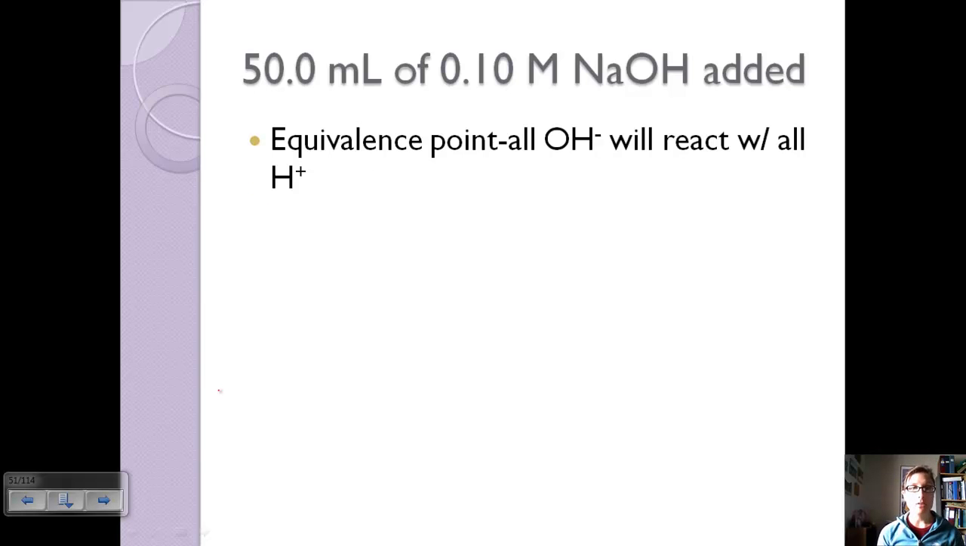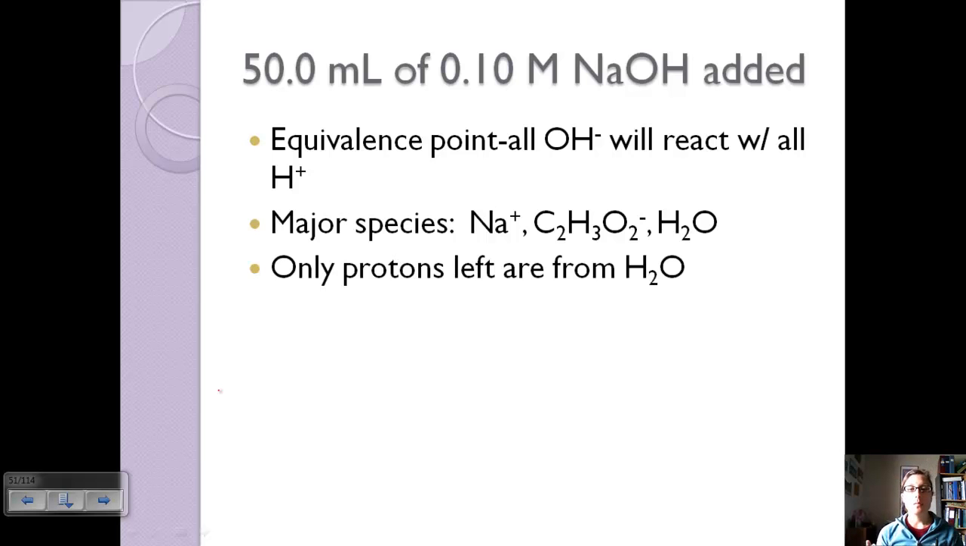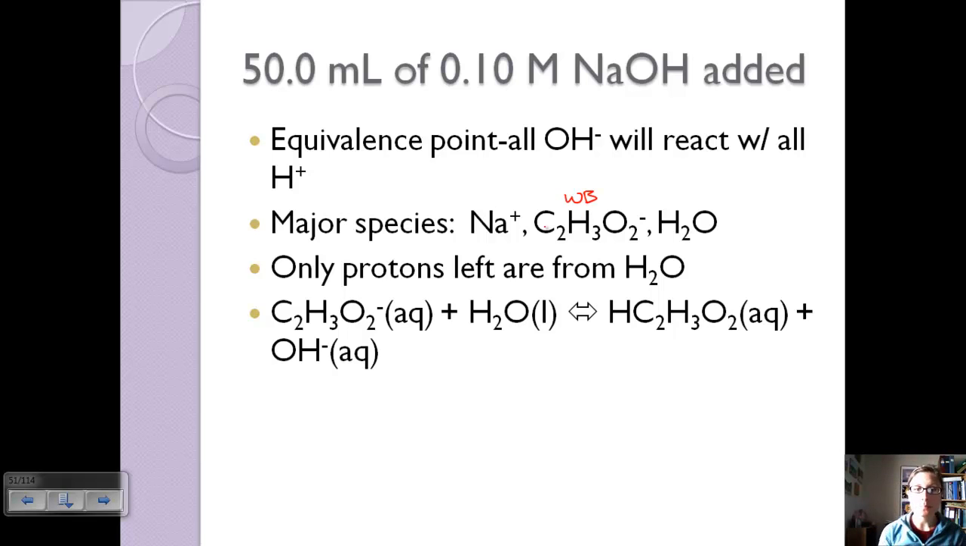Okay, well, we have now reached the equivalence point because all the OH minus is going to react with all the H+, because we also had this quantity for our acetic acid. So here our major species are going to be the Na+, the C2H3O2-, and the H2O, because all the OH from the base has reacted with all the H+ from the acid. So we know that bases want to accept protons, and this is our weak base. And the only protons left are going to be from the water. So we end up with this reaction. So we have our weak base plus water producing our acid and some OH- ions.